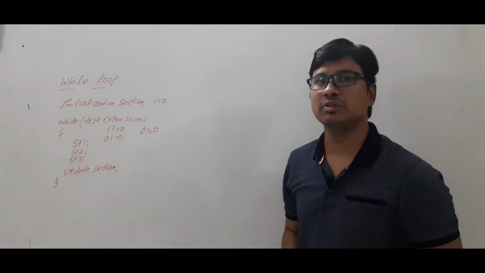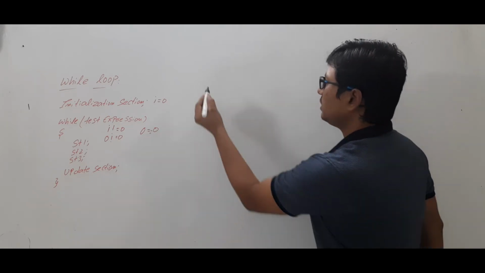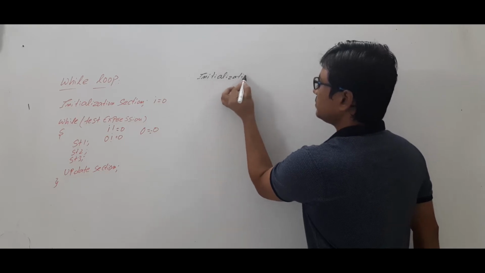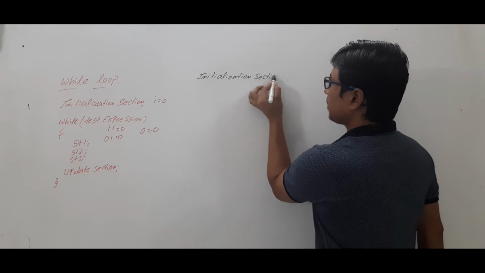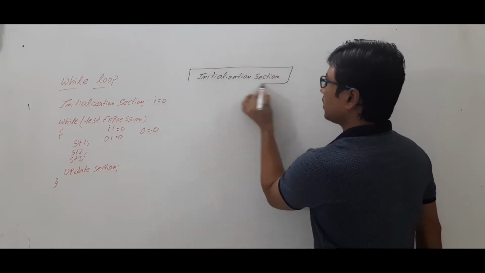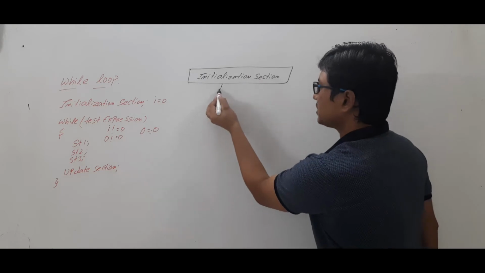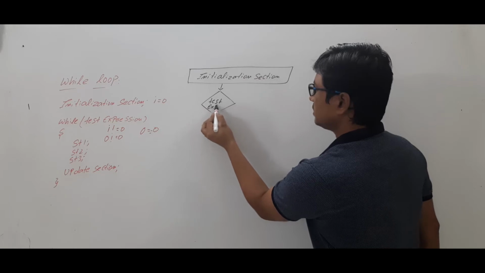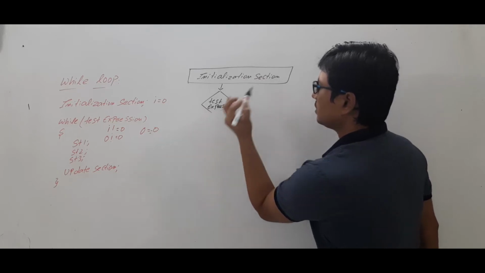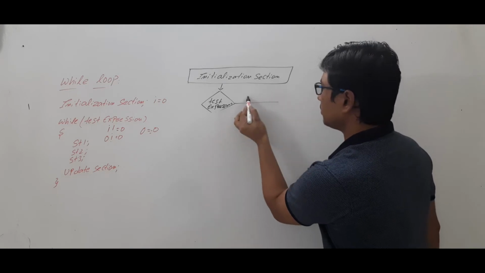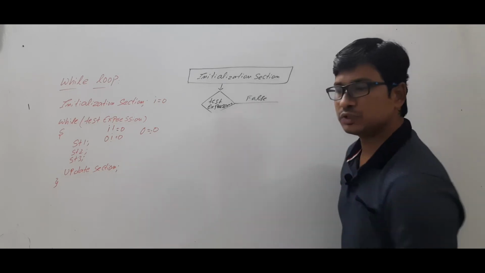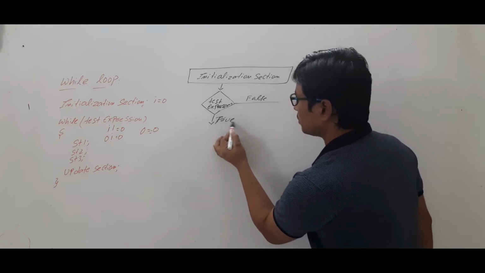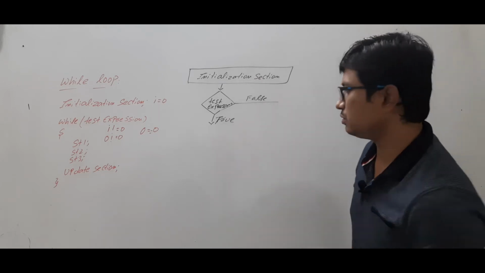Now let me discuss the flowchart for the while loop. In the flowchart you will have the initialization section as usual, and then you will have the test expression. The test expression can be true or can be false. If it is true, what we should do, and if it is false, what we should do, we will discuss now.